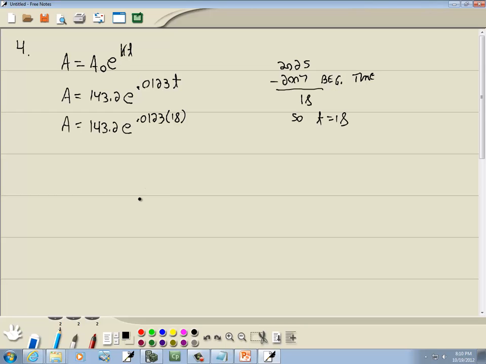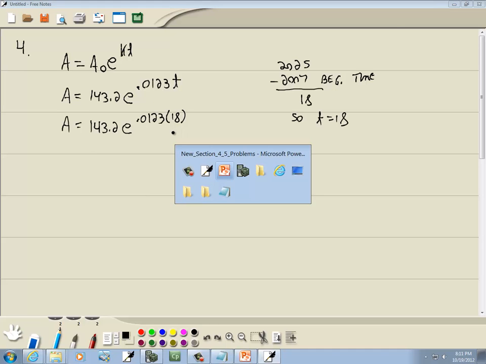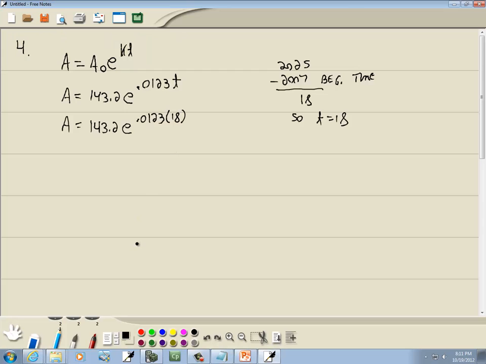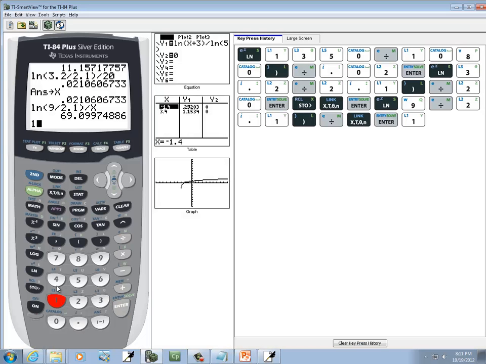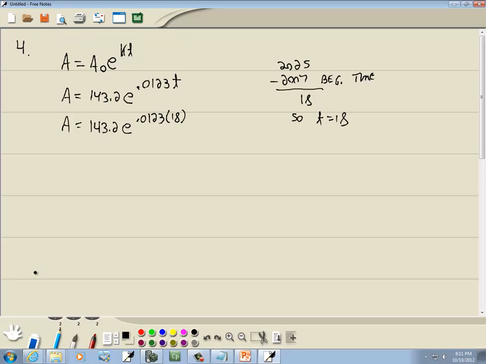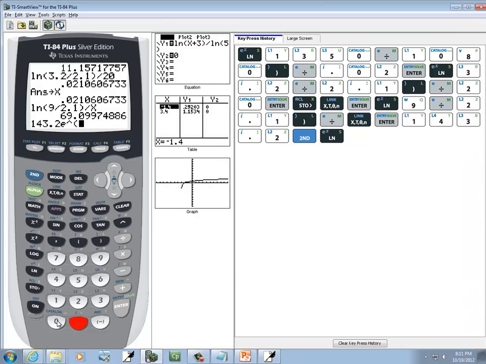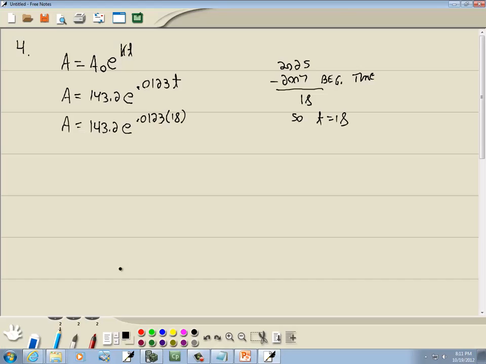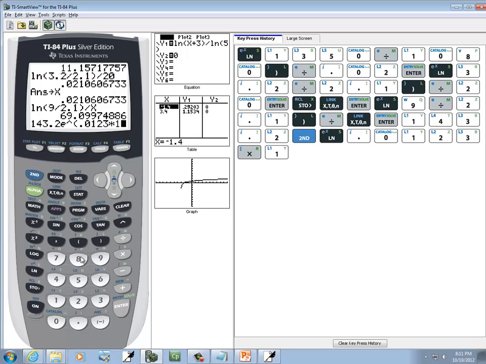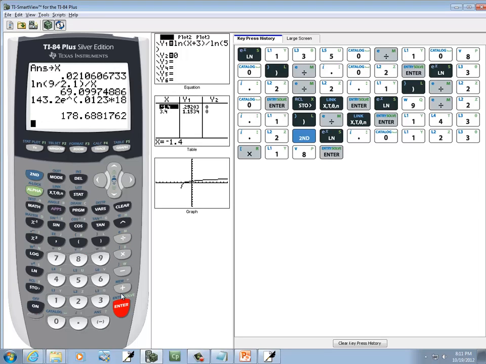You have to be careful when you plug this in. You don't want to use too many parentheses. Sometimes when people start putting too many parentheses in, they mess it up. So I got 143.2, second natural log, second ln for e, caret, beginning parentheses, 0.0123 times 18. And enter.